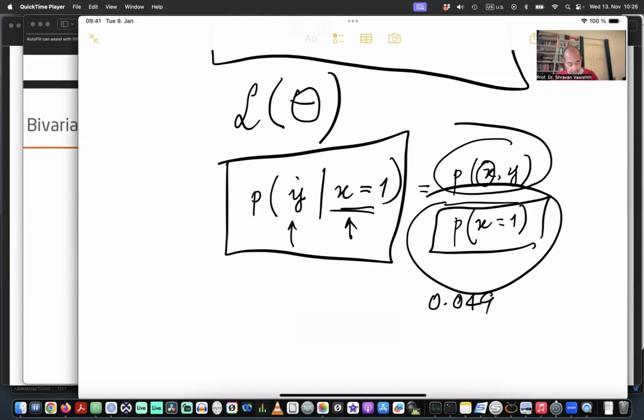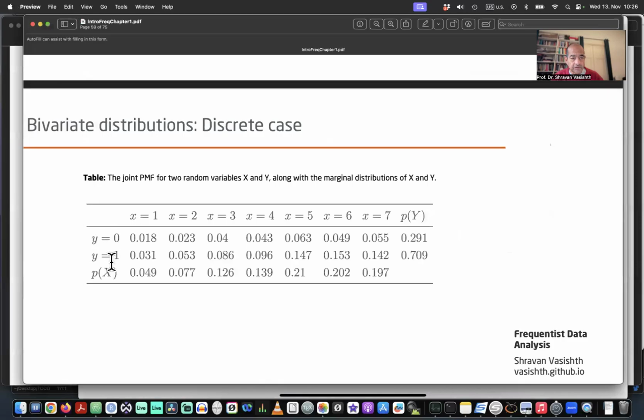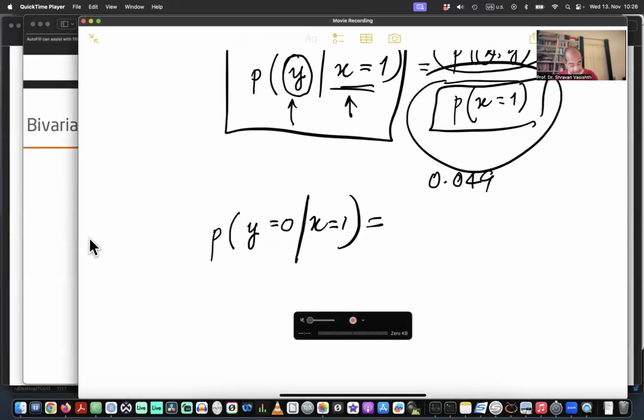Now, what are the possible values that y can have? y can have the possible value 0 or 1, right? If you remember in this table, y can only have the value 0 and 1. So what I'm going to compute is the probability of y equal to 0, given that x is equal to 1. How would I do that calculation?